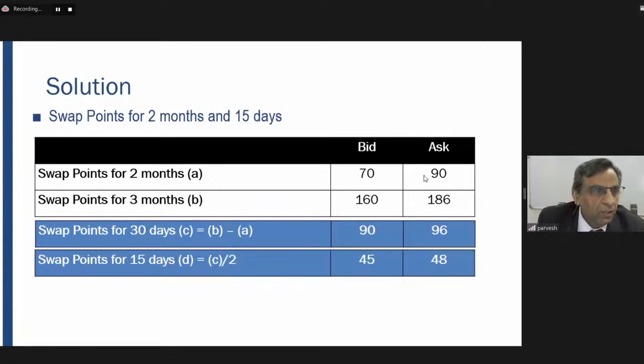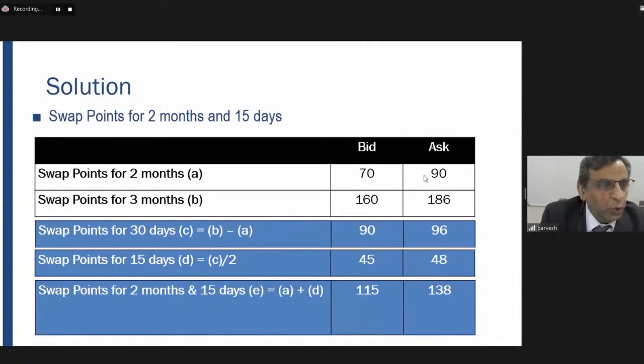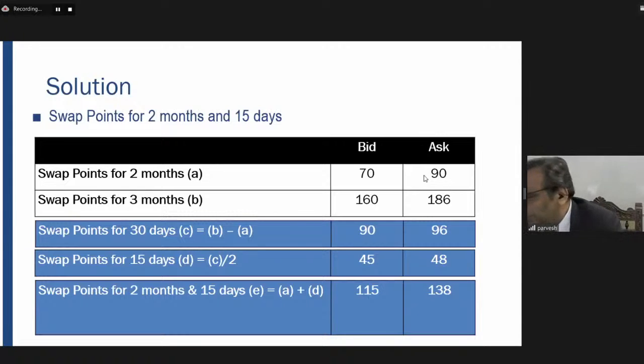Then we get swap points for 15 days. We just simply make it half of it, so it's 45 and 48. We are assuming the swap points move in a proportionate way and they are uniform throughout. So swap points for 15 days will be 45 and 48 respectively. Which means swap points for 2.5 months would be 70 plus 45, so it's 115, and 90 plus 48, it will be 138. So now we have arrived at the swap points for 2 months and 15 days.